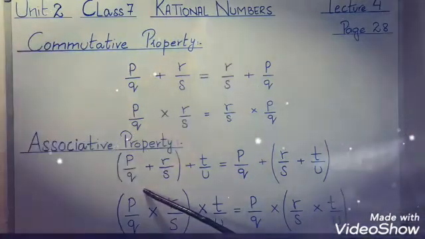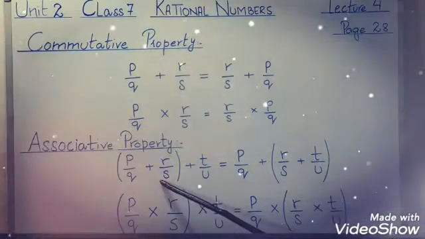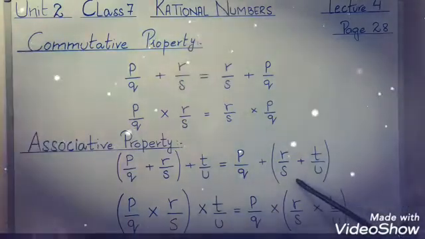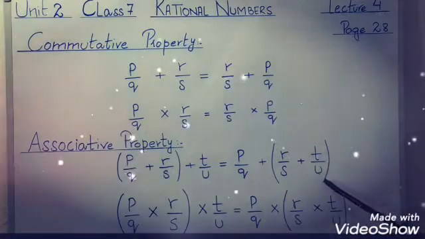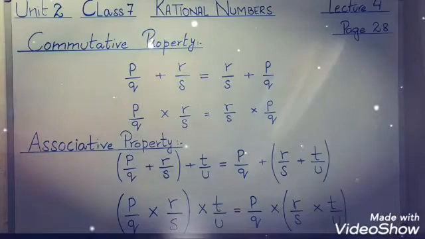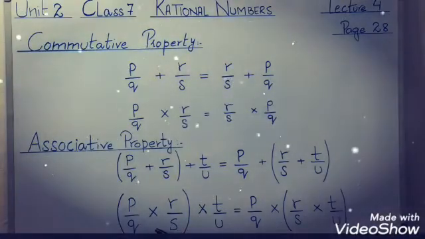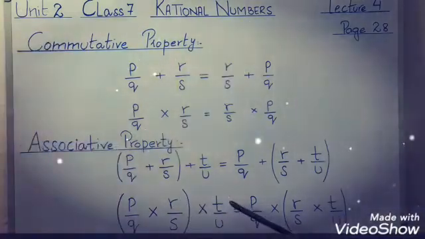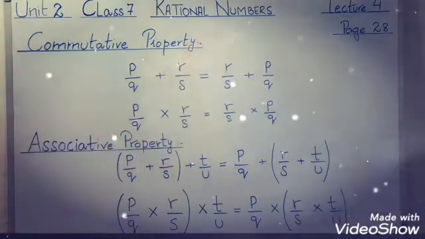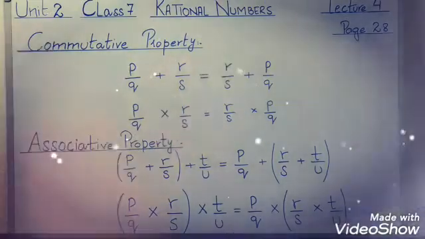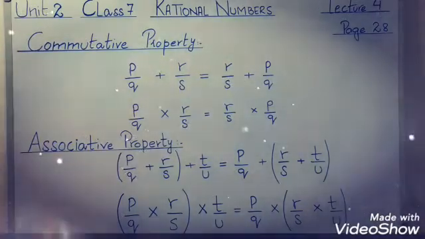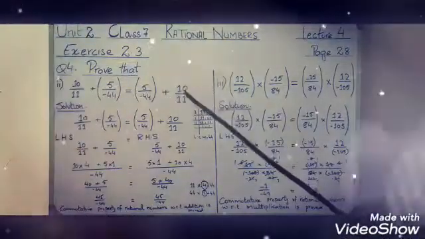Then according to the rules of associative property of addition, this is equal to P by Q plus, in round brackets, R by S plus T by U. Same according to the associative property of multiplication. Again, any three rational numbers P by Q, R by S and T by U. First two rational numbers associate with the third rational number and then they multiply with each other and we get the answer. Okay now girls, let's now see the proof, question number 4.